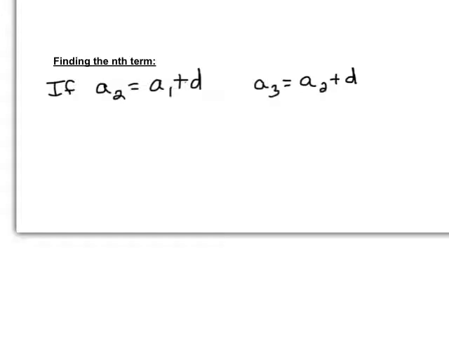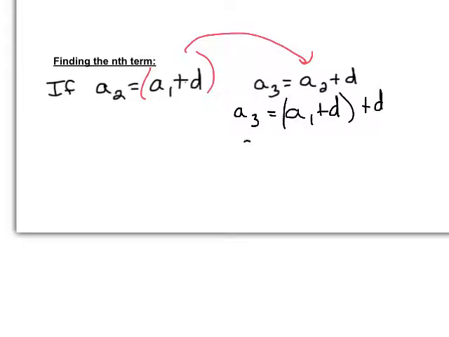So if I have a sub 1, I know a sub 2 is going to be a sub 1 plus the common difference. I know a sub 3 is going to be a sub 2 plus the common difference. So I can take this expression for a sub 2 and substitute it in. And what I can end up with, a sub 3 is actually a sub 1 plus d plus d. And if I simplify it, a sub 3 ends up being the first term plus 2 of the common differences. And that's a standard pattern.